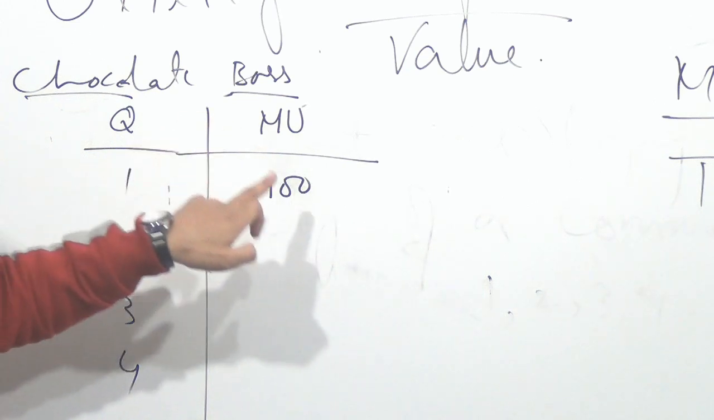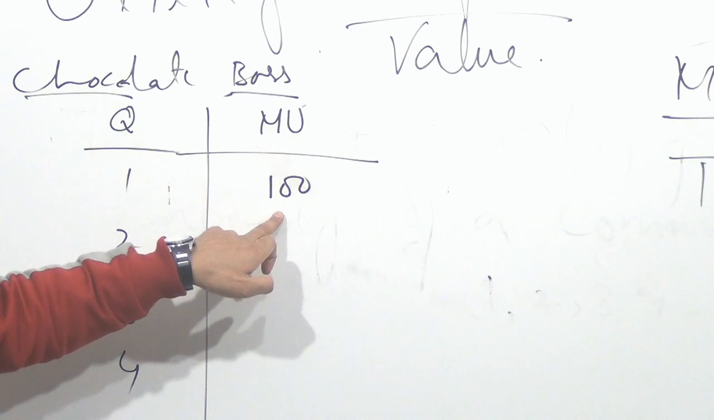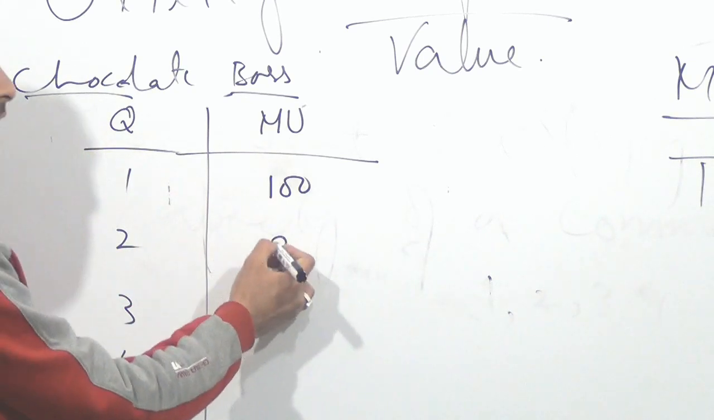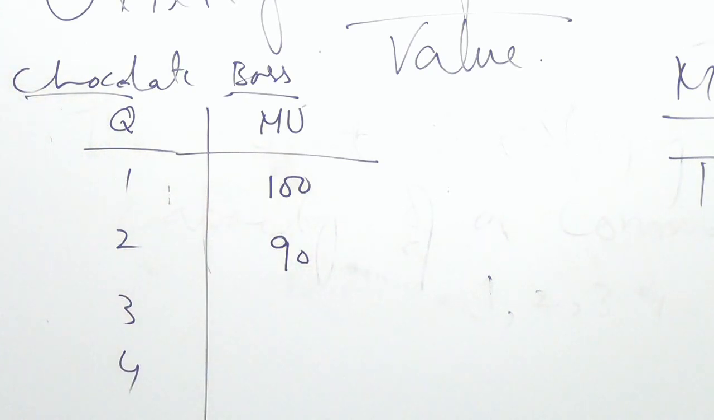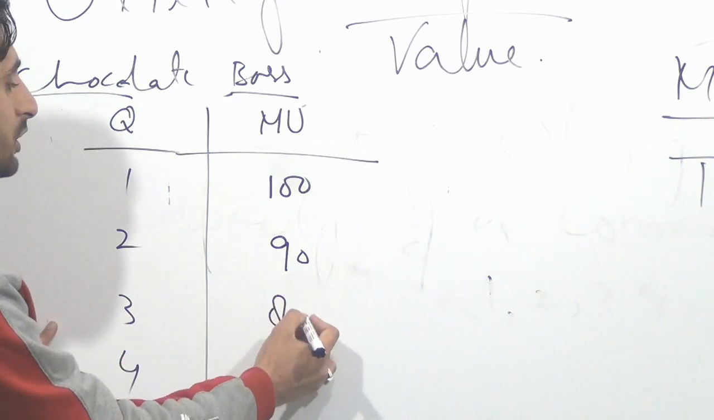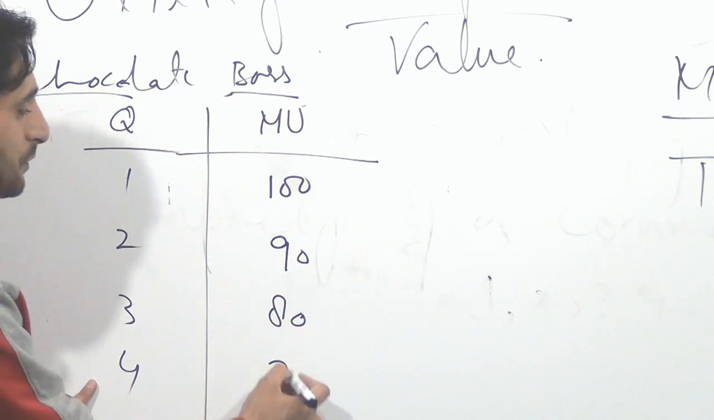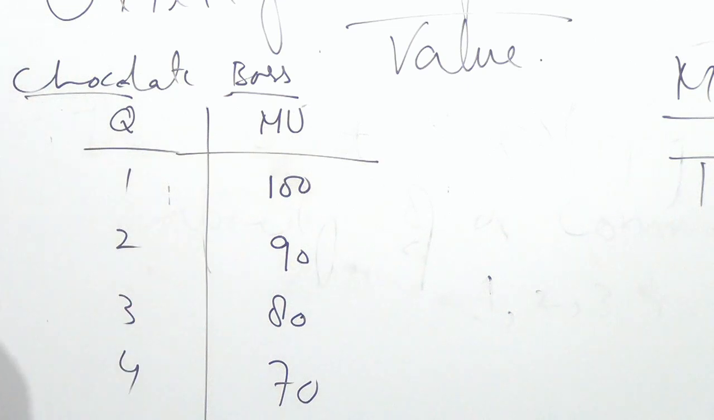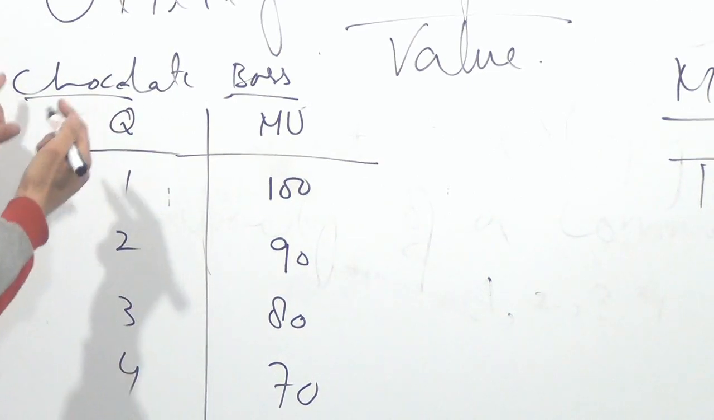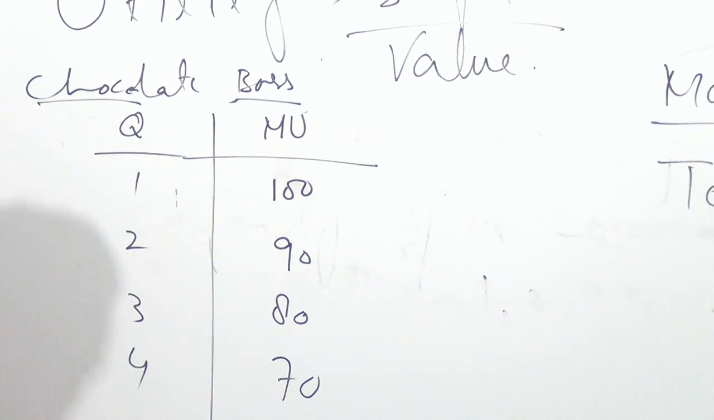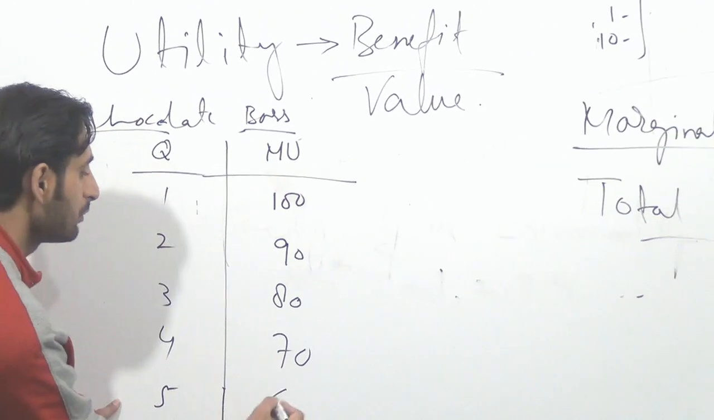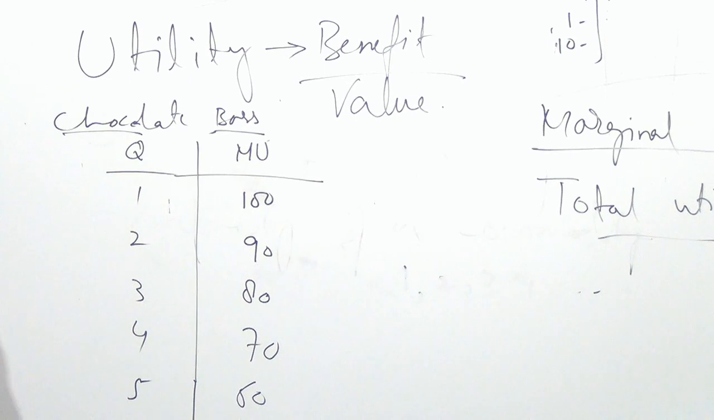So the first unit will give me 100 utils of utility. The second may be 90 utils. The third may be likewise 80 utils, and the fourth respectively 70 utils. If I keep increasing the consumption of chocolates, I'll come to the fifth unit. It will impart me only 60 utils of utility.